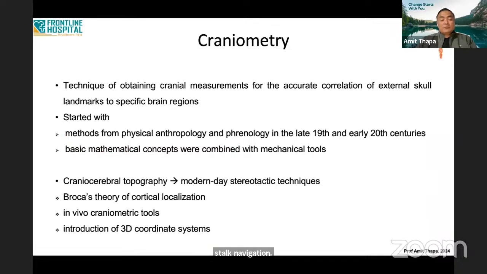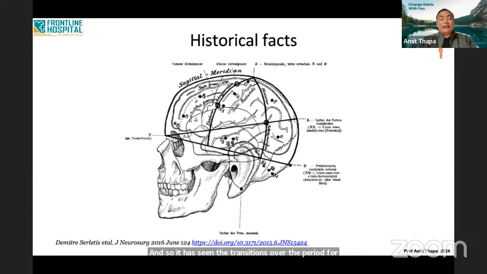So slowly it started with the cerebral topography devised from Broca's theory of cortical localization, and it later moved towards the modern day stereotactic techniques. So it has seen transitions over the period. As you all know, it all started with the exploration of cerebral abscesses, and the early literature is full of ways in which they would clinically localize the patient's lesion based on symptomatology, and then they would put exploratory burr holes on the patient's head to find these abscesses.